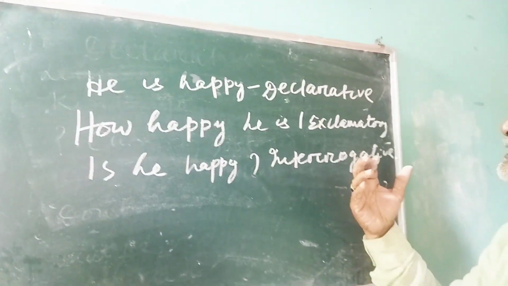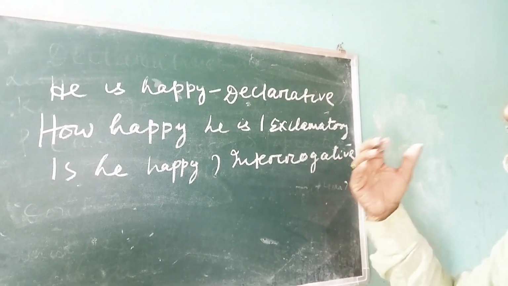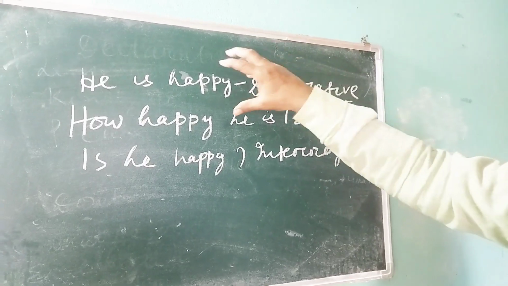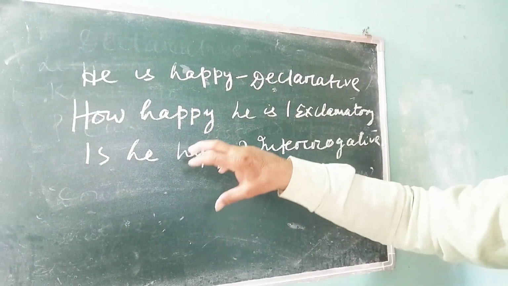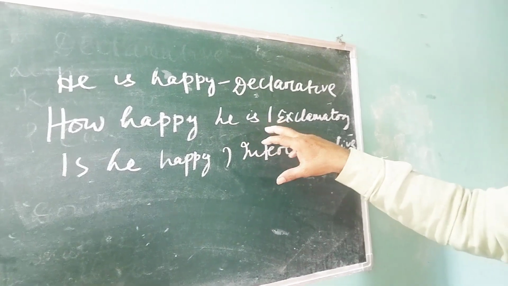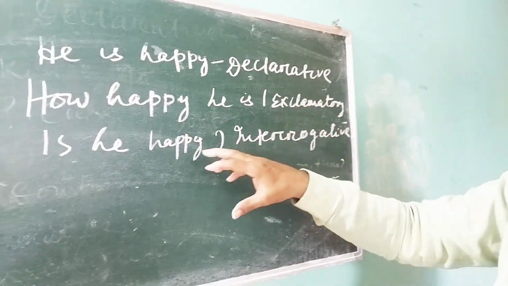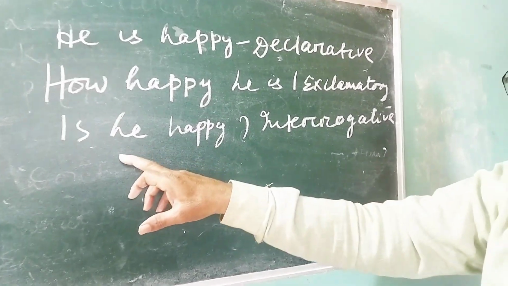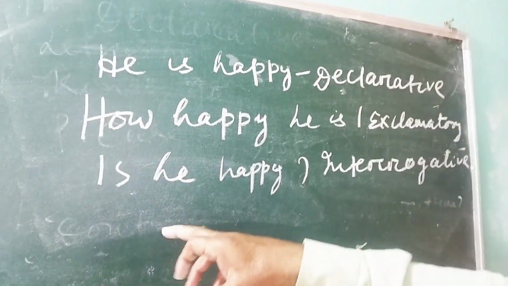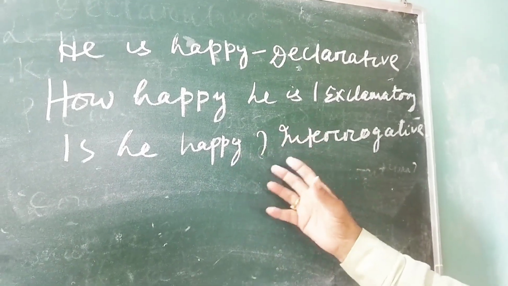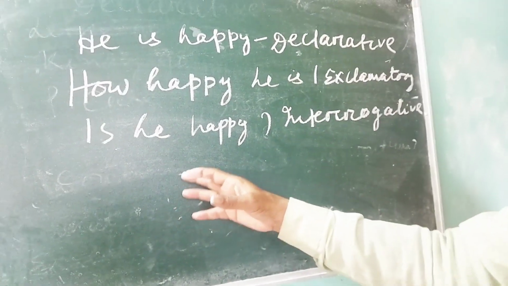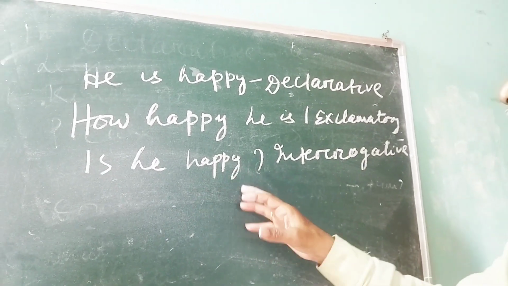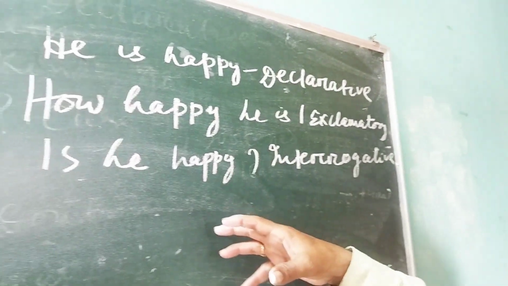So remember, as you know that imperative sentences begin with let, do not, please, kindly, and main verb. Declarative sentence begins with the subject, as I have told you. Then how happy he is, your exclamative sentence, is he happy, interrogative sentences. This is called yes no question. When a sentence begins with is or are, this is called your yes no question, because the answer can be either yes or no. Are you happy? Either yes or no question or polar question. What do we eat? This is WH question.